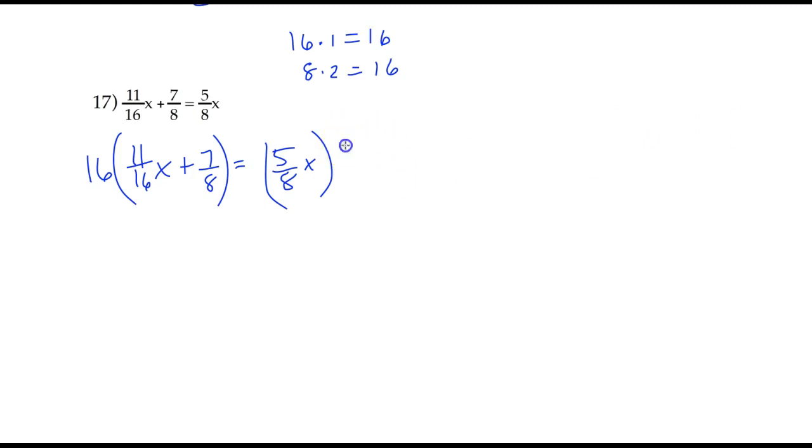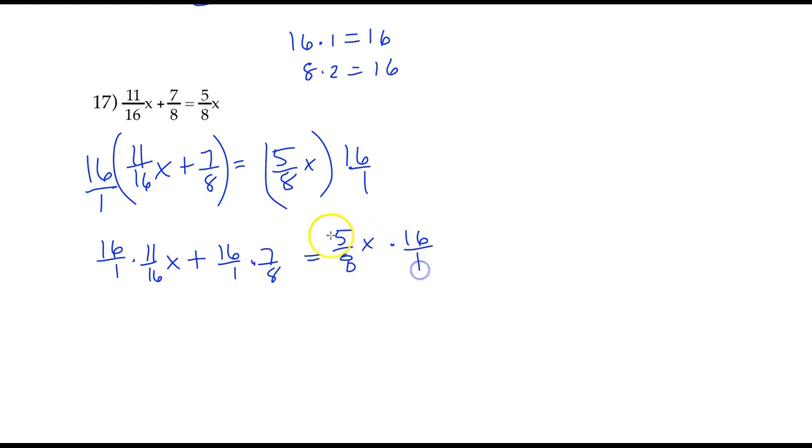So this should be 16 here. And so 16, same as 16 over 1. And of course, if I'm multiplying through, this would be 16 over 1 times 11 over 16 x, plus 16 over 1 times 7 over 8, which is equal to 5 divided by 8x times 16 over 1.